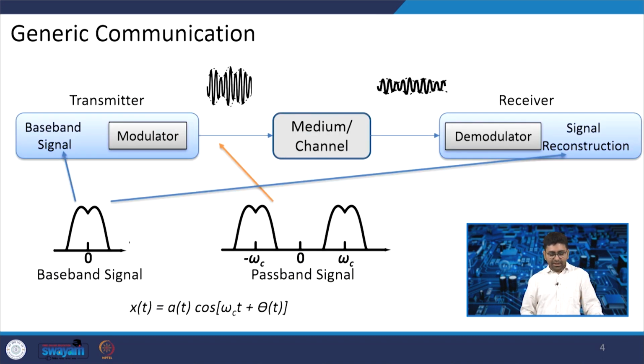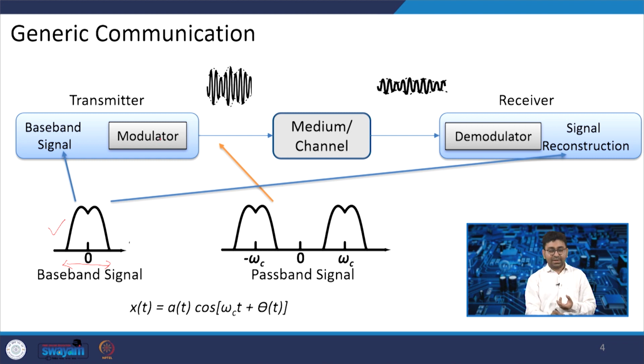So, this is a generic communication system, as I told. There is a baseband signal. Let us say it might be a voice signal or it might be a data signal, but it has a certain bandwidth, and it will be lying at 0 frequency. Now, that baseband signal requires some modulation, and for that you need to use a modulator.